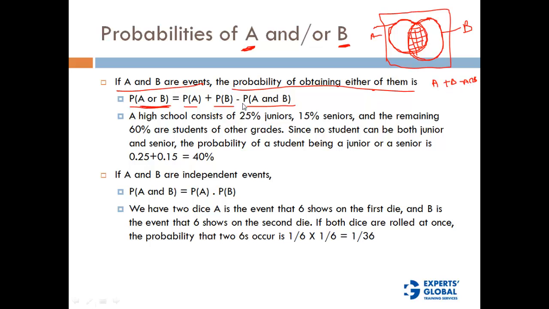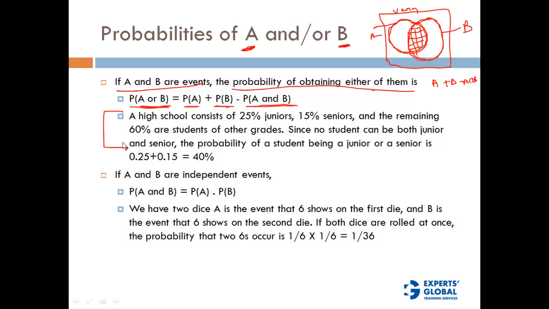So the same logic is applied here. Probability of A or B is equal to probability of A plus probability of B minus probability of A and B. You will see that in a lot of probability questions this Venn diagram approach is really helpful. So let's look at this particular question now.